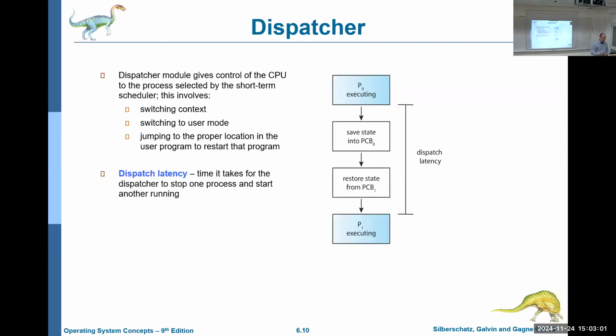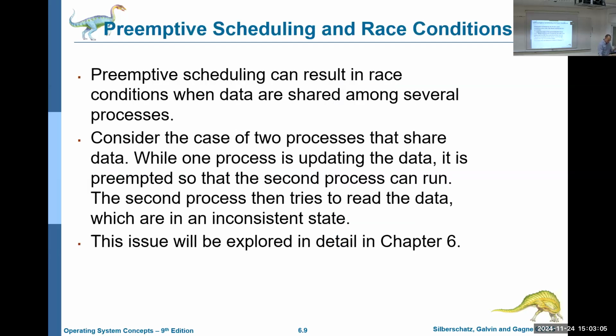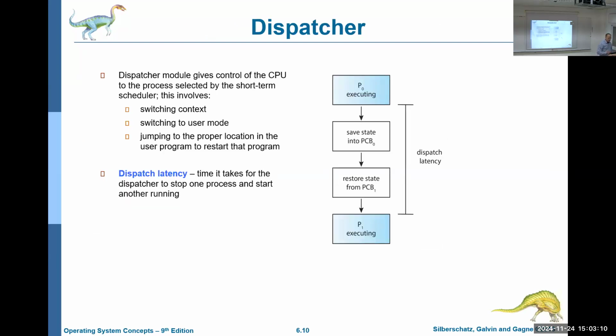Okay, so that's a sort of tantalizing little mention of the problem of race condition, but we didn't really get into it. We'll get into it. Dispatcher module gives control of the CPU to the process.